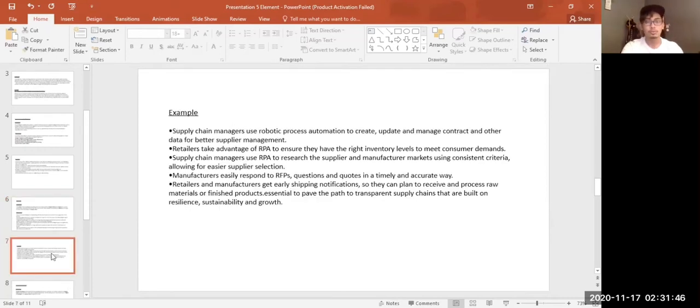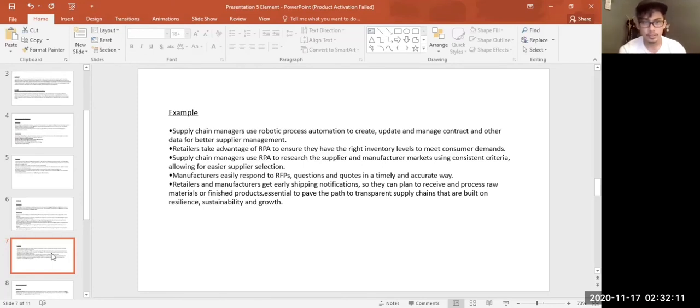And we go to the examples of the robot. We have five examples that prove the robot can be successful in supply chain adoption. Supply chain managers use robotic process automation to create, update, and manage contracts and other data for better supplier management.